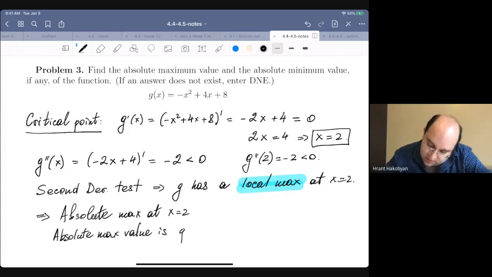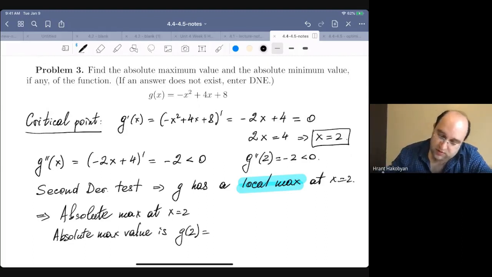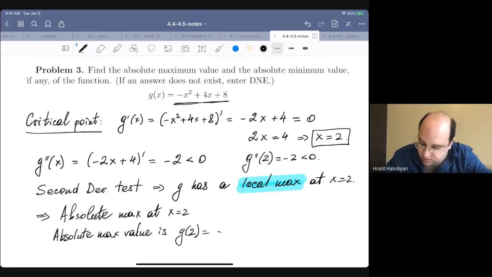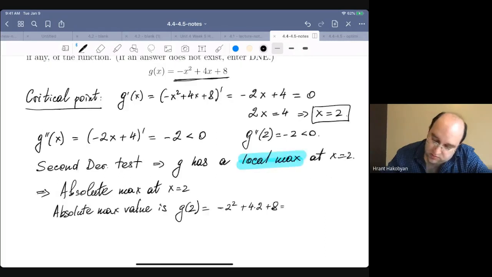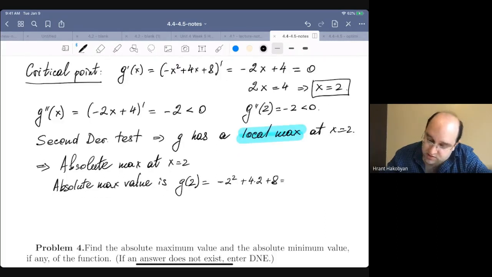I'm going to plug it into this equation here, so it's going to be negative 2 squared plus 4 times 2 plus 8. So it's negative 4 plus 8 plus 8, so it's negative 4 plus 16, so that's 12. So that's my answer.